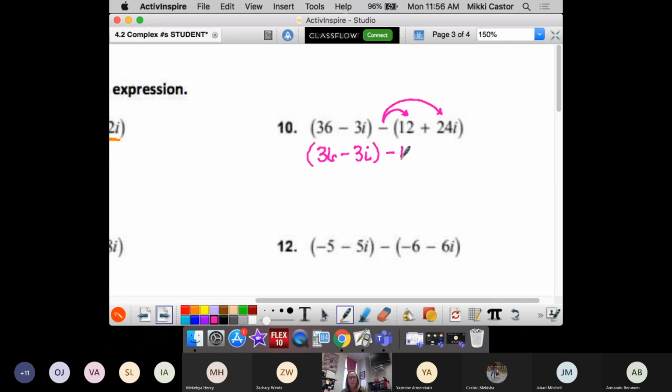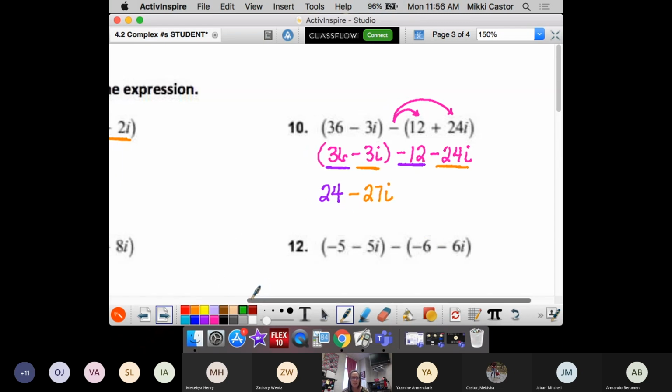And now it's -12 minus 24i. And you don't necessarily have to keep the parentheses on there. The parentheses are kind of grouping the complex numbers together. But after you distribute your negative, those complex numbers can move so that you have your like terms together. So again, we have 36 and -12. So 36 minus 12 would give me 24. And then you have -3i, -24i. So that would mean -27i.